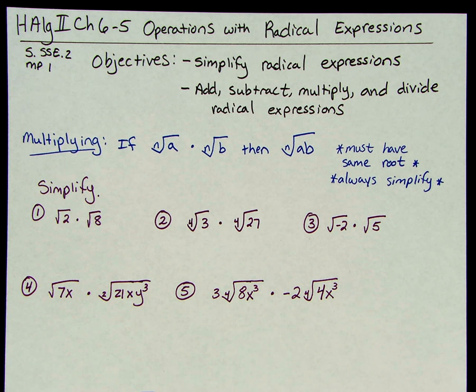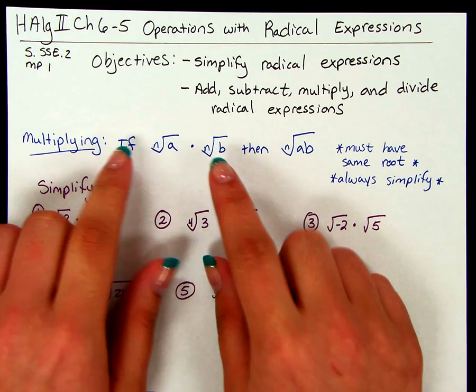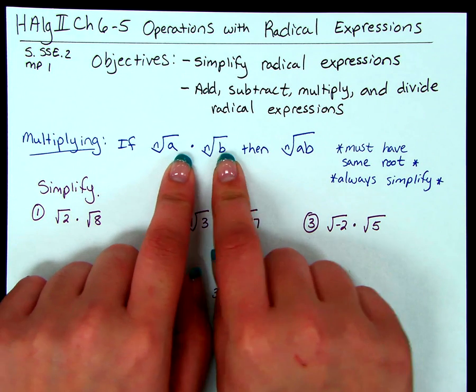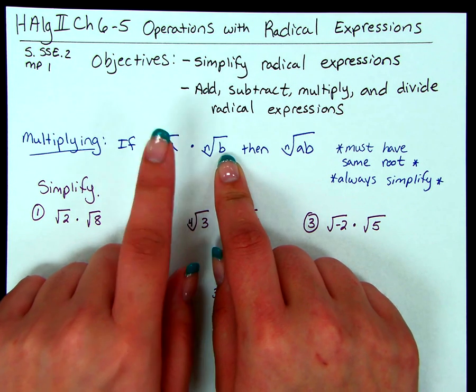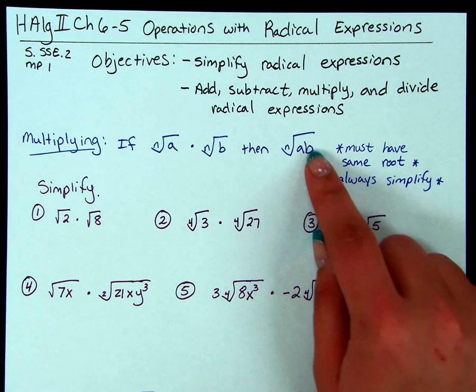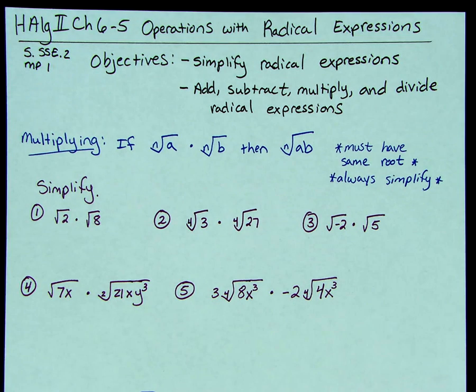To multiply radicals, they have to have the same root, so the same index. This number has to be the same, and if it is, then we just multiply what's underneath. So we would take a times b, which in this case is just ab. And then if we can simplify this answer, we would simplify it using the rules from the previous section. All right, so let's do some examples.